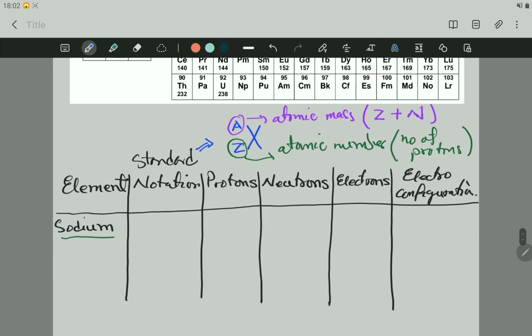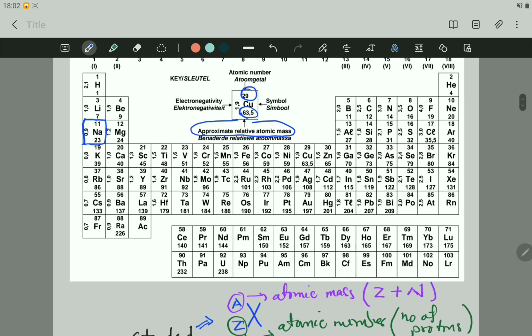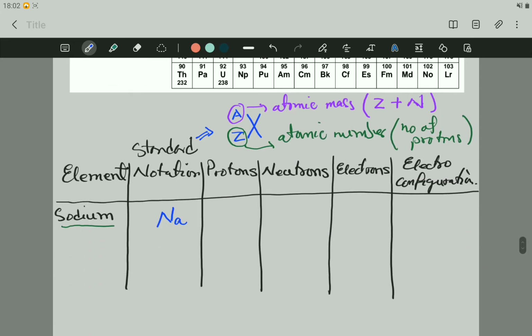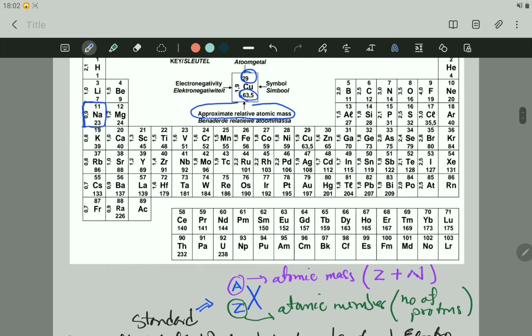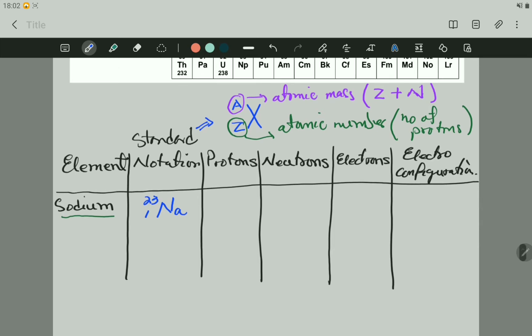So for the standard notation, we have that sodium is Na, atomic mass is 23 on top left, and the atomic number is 11. You can see it there on top, right? So at the bottom, it's going to be 11. How many protons does sodium have? It has 11 protons, it's the atomic number.